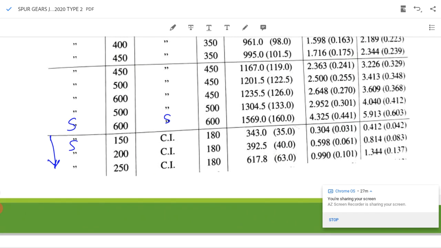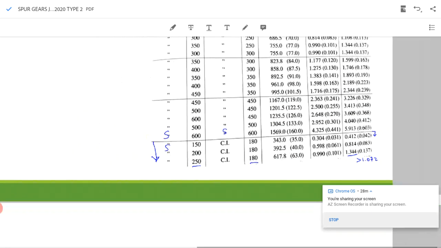Here I can see that for pinion made of steel and gear made of cast iron, 0.412, 0.814, and this value is 1.344, which is higher than our required value, 1.0721. So I can select this value 1.344 as the value of K, for which the hardness should be equal to 250 and 180 BHN. So I'll select this value K equal to 1.344.